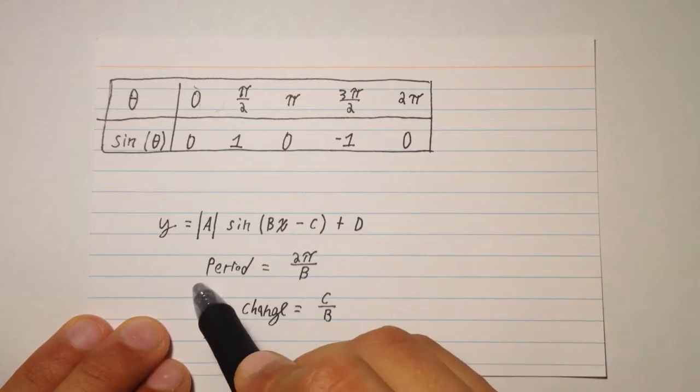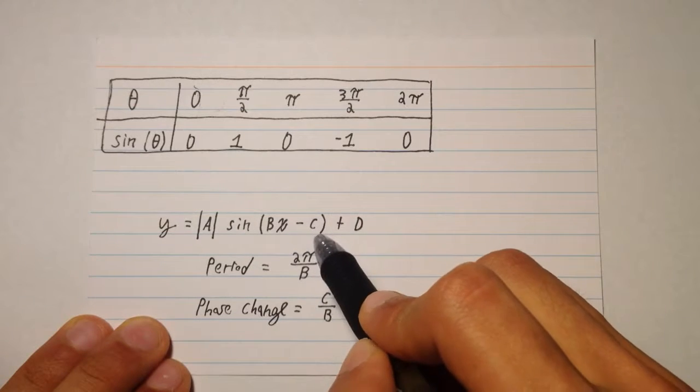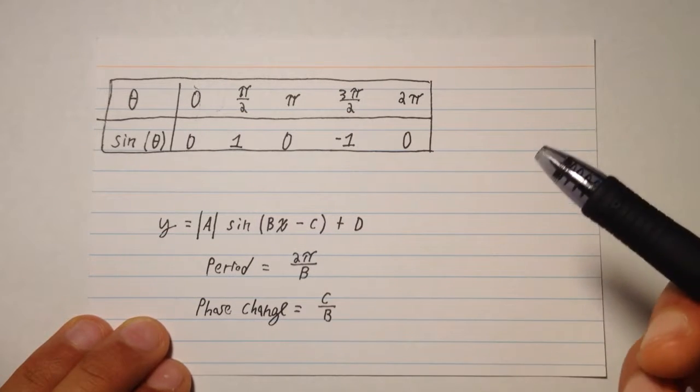The main takeaway is that period is equal to 2 pi over b right here, and the phase change is c over b. Now this will all make sense in the first example that you'll see. Just hang in there.